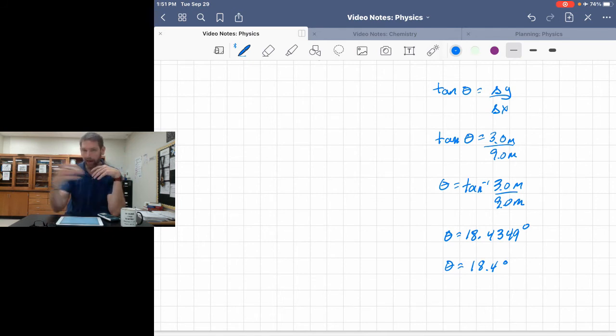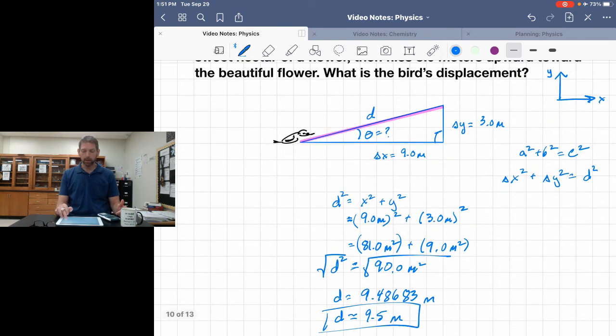Again, you could add zeros. We could make this 3.00, and that makes it 18.4. We could go 3.000, and you have 18.43. All right, it depends on the situation. So we've got 18.43 degrees. That is theta.